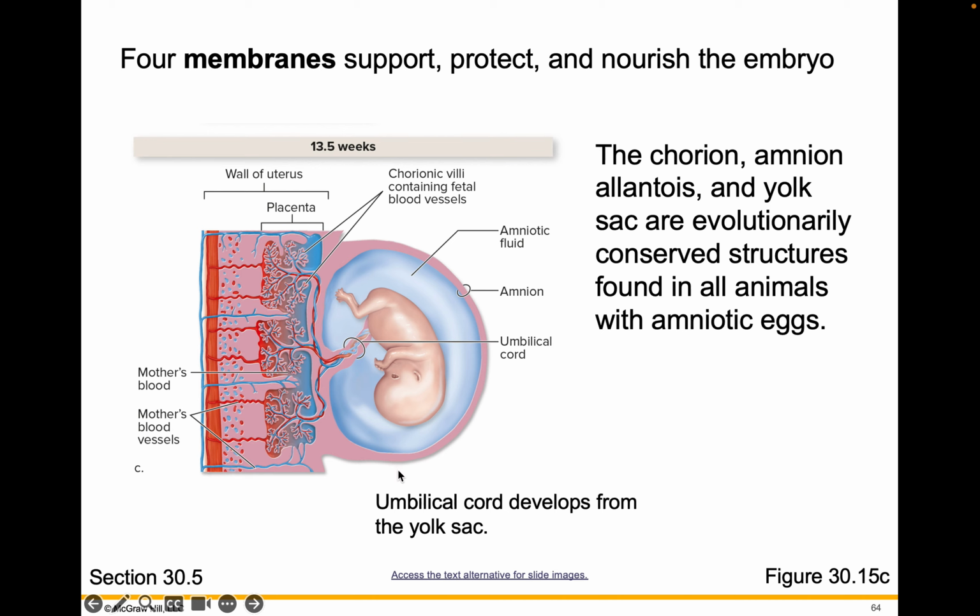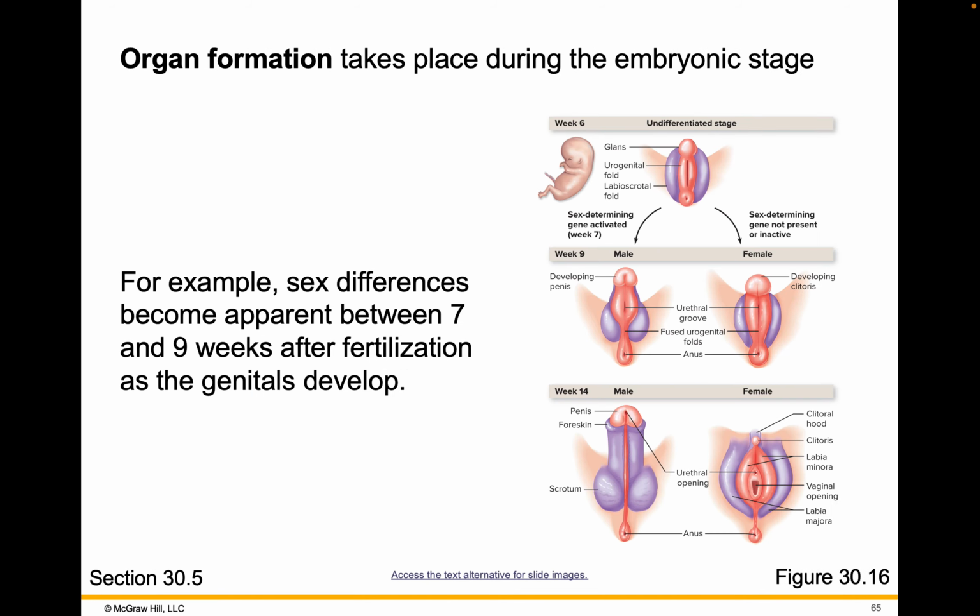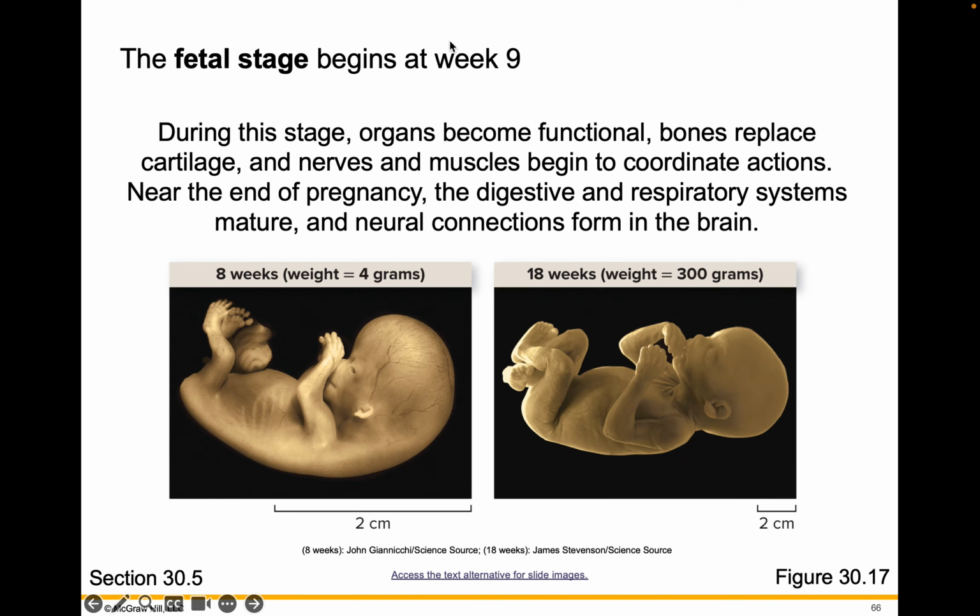So this is a picture of fetal development at about 13.5 weeks. It's the beginning of the 2nd trimester. Organ formation takes place during the embryonic stage. For example, sex differences become apparent between weeks 7 and 9 after fertilization, when the genitals develop. The fetal stage begins at week 9.